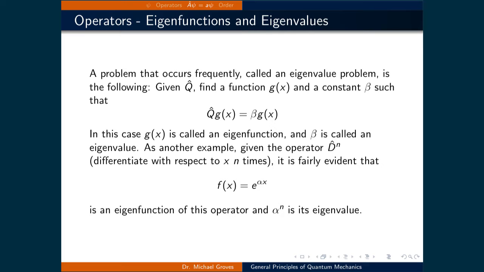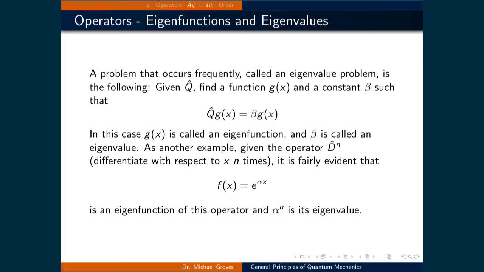The first example on this slide simply illustrates that if I have an operator q hat and I apply it to an eigenfunction g of x, then I will get back the eigenfunction times the eigenvalue, which in this case is denoted as beta. The second example demonstrates this a little more concretely.